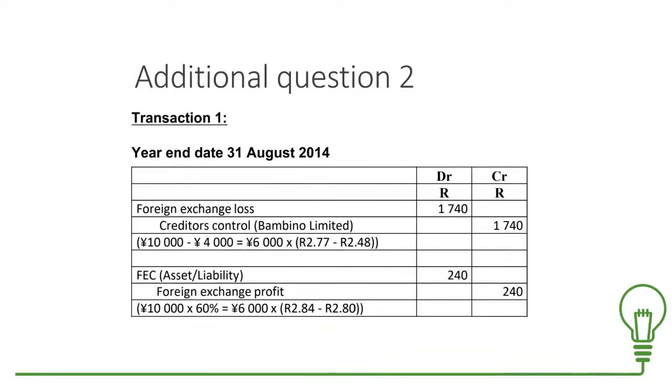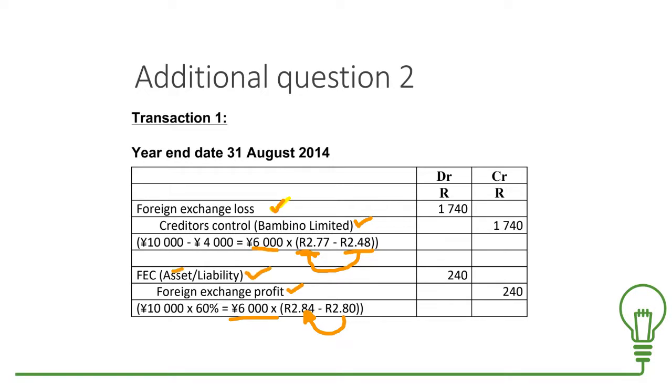Right, so let's have a look at what that journal entry looks like. There we go. So it's a loss on the creditor. The creditor gets bigger. We move from 2.48 to 2.77, and we're only moving the 6,000. Remember, the 4,000 was paid. We took out the FEC for 6,000 only. And now we're moving from 2.8 to 2.84, which means that's a gain. So that's why we're seeing gain there, and we're debiting the FEC.